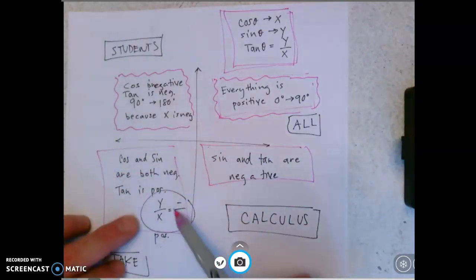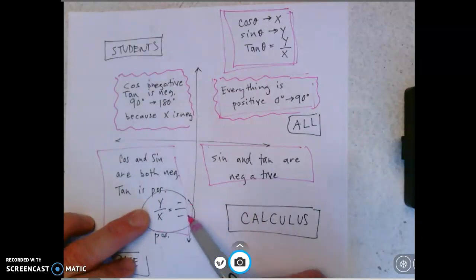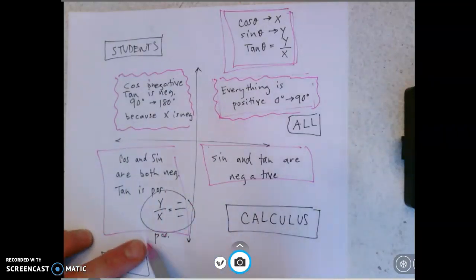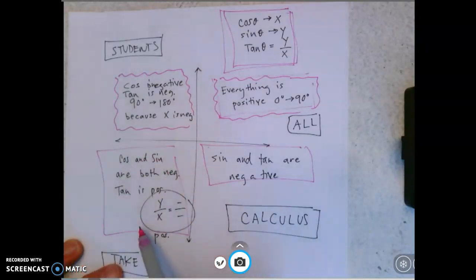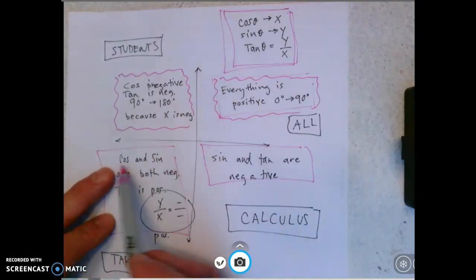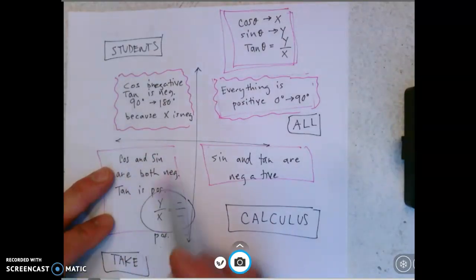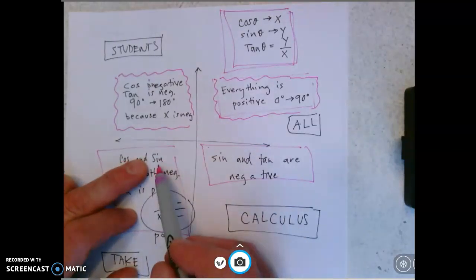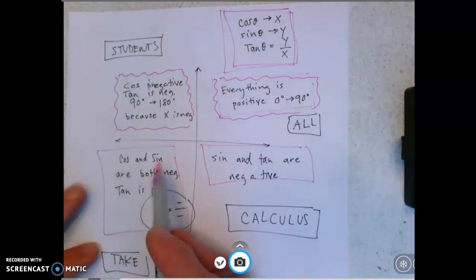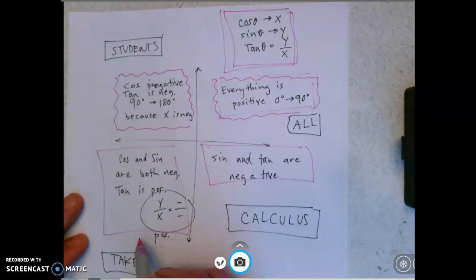But because I'm dividing y by x, and they're both negative, tangent is positive. All right? And again, I'm not going into the other three ratios. We'll get to those later. But cosine and sine are both negative. So if I say to you cosine of 210 degrees, you know your answer is going to be negative. Sine of 240 degrees, you know your answer is going to be negative because it's between 180 and 270.